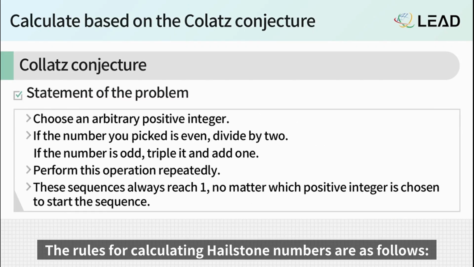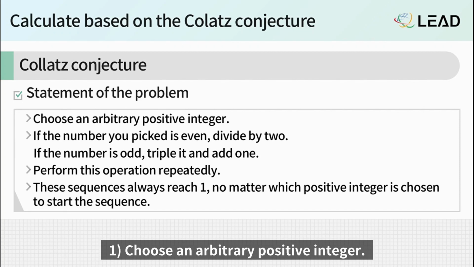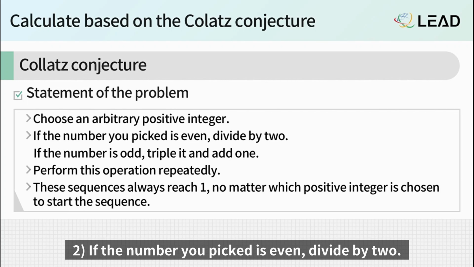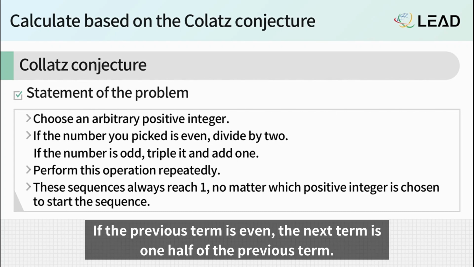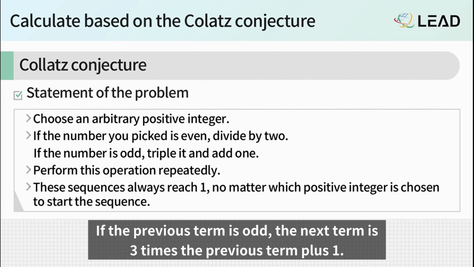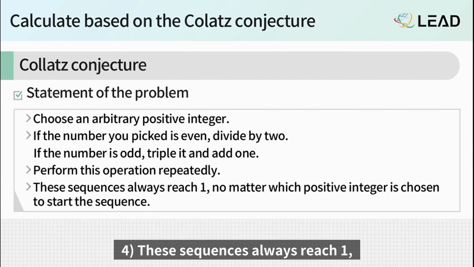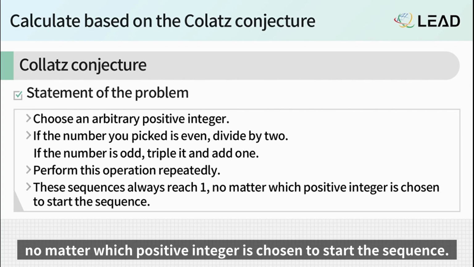The rules for calculating hailstone numbers are as follows. 1. Choose an arbitrary positive integer. 2. If the number you picked is even, divide by 2. If the number is odd, triple it and add 1. 3. Perform this operation repeatedly. If the previous term is even, the next term is 1/2 of the previous term. If the previous term is odd, the next term is 3 times the previous term plus 1. 4. These sequences always reach 1, no matter which positive integer is chosen to start the sequence.